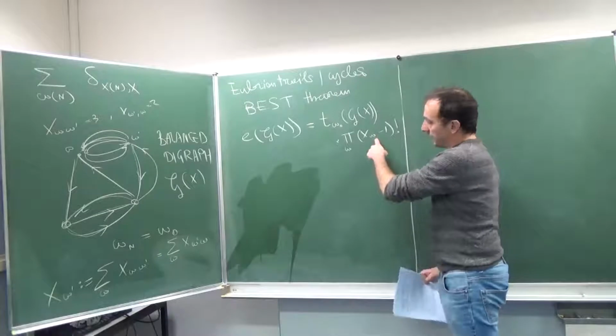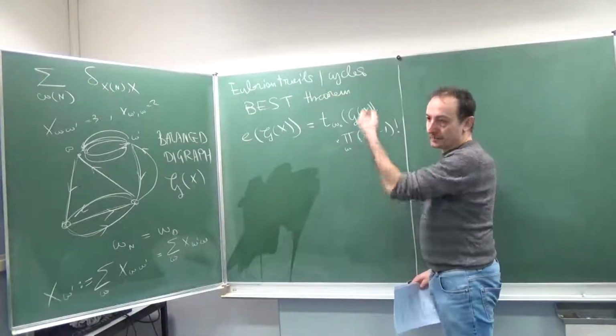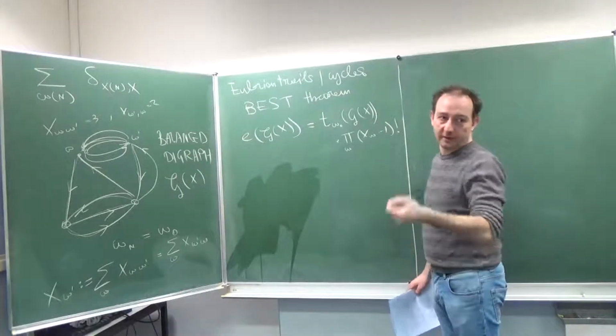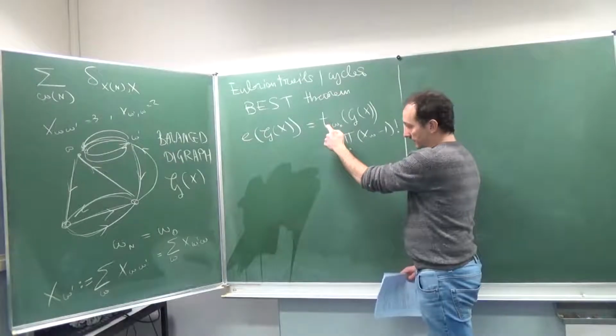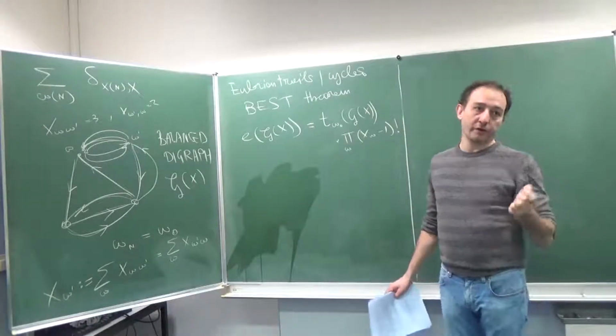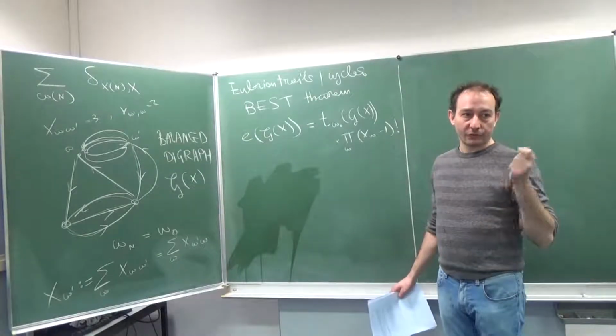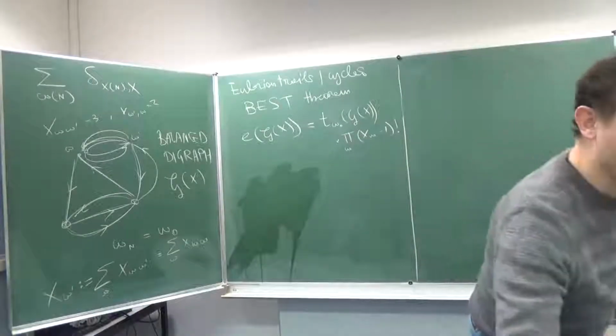So this x omega is the out degree of each node, so it's the number of times that you enter into a node, or also that you exit by a node. And now T omega 0 G of x, this is the number of spanning trees that have root in omega 0. So what is a spanning tree?